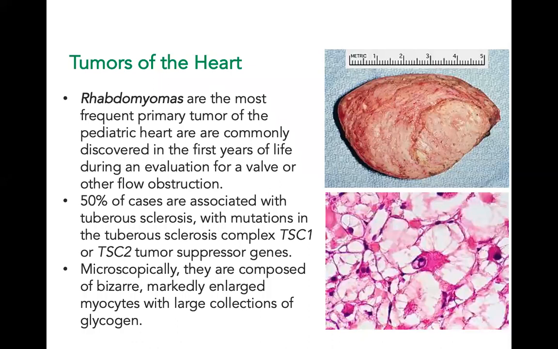So ito yung itsura ng tumor natin, para siyang uterine myoma, very fibrotic. When you cut it, tan white yung itsura niya, tsaka matigas siya. And remember, this is associated with your tuberous sclerosis complex or TSC1 or TSC2 tumor suppressors. And under the microscope, okay, they are composed of bizarre, markedly enlarged myocytes with large glycogen. So ito yung mga itsura ng mga cells natin, no?